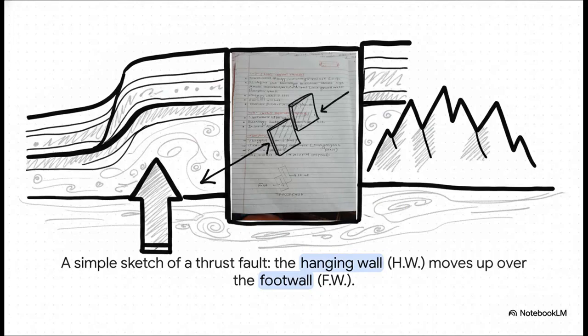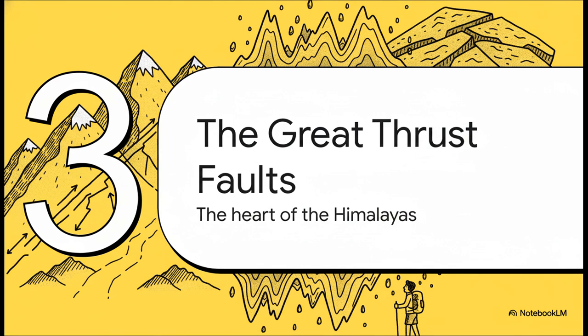And this little sketch shows it perfectly. You've got one block of rock, the hanging wall, being actively shoved up a ramp and over the block below it, the footwall. It's that simple. But this one movement, repeated over and over on a massive scale, is what thickens the crust and shoves the mountains toward the sky. So keep that image in your head, because it's the key to everything that comes next. All right, you got that? Thrust faults. Good. Now let's see what happens when this engine goes into overdrive.